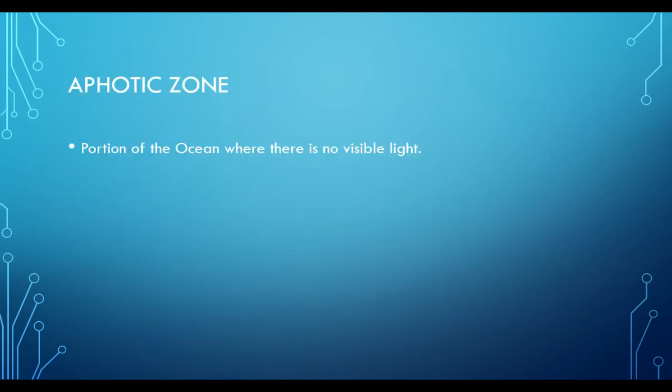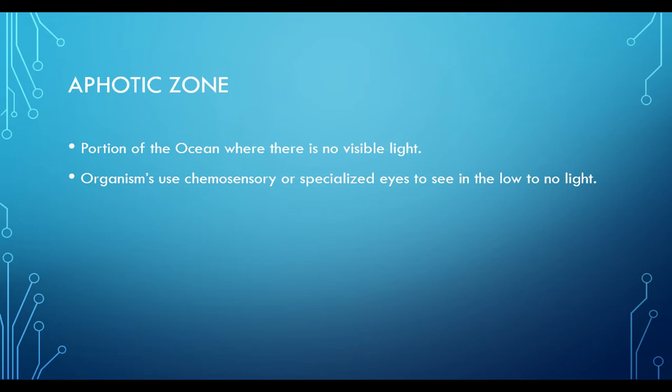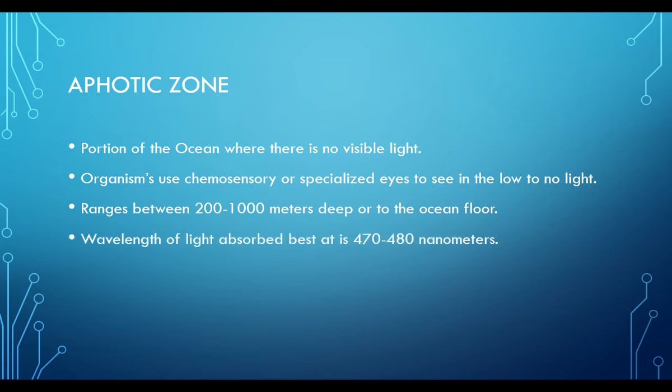The aphotic zone, this is the portion, again, as I stated before, where there is no visible light at all. Organisms use different sensory skills instead of their eyes, such as chemosensory, or they have specialized eyes to help them see in low to no light at all. This ranges between 2 to 1,000 meters depth or to the ocean floor. And then the wavelength of light absorbed best is 470 to 480 nanometers. And this is your blues and maybe your greens, but not very much.